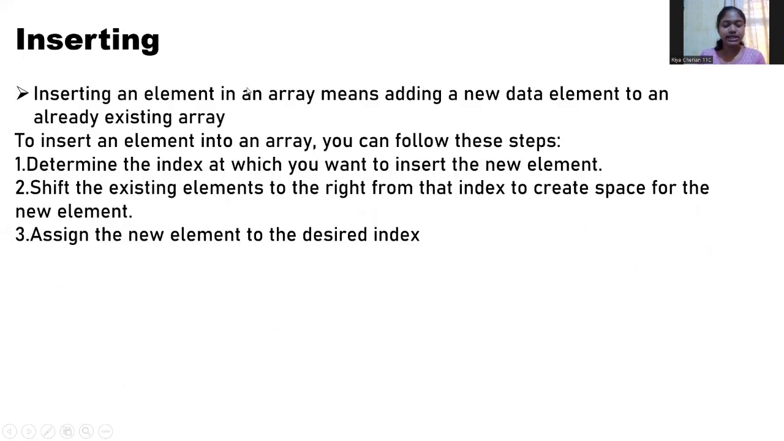Inserting. Inserting an element in an array means adding a new data element to an already existing array. To insert an element into array, we can follow these steps, that is determine the index at which you want to insert the new element. Shift the existing elements to the right from that index to create space for the new element. Assign the new element to the desired index.